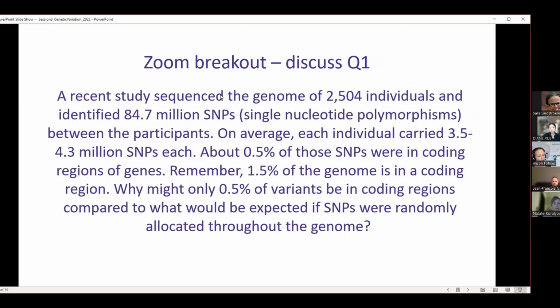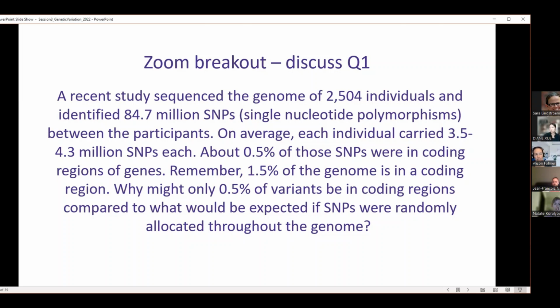So what we're going to do here is a 5-minute breakout session where I want you to discuss this concept. There's a recent study that sequenced the genome, and sequencing is where they look at every single position in those 3 billion base pairs. They sequenced the genome of about 2,500 individuals, and they identified 85 million SNPs. These are the single nucleotide polymorphisms, changes at one single nucleotide in the genome. They identified 85 million sites where the sequence was different between participants. On average, every single person in this study had 3 to 4 million sites that differed from others.